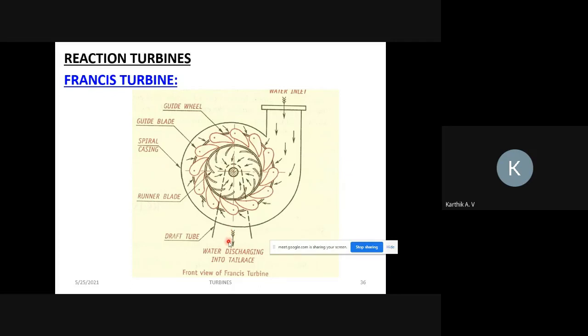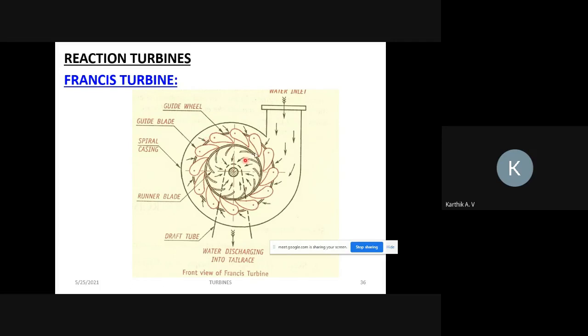For what purpose are we increasing the area? Area increasing means pressure decreasing, because pressure is inversely proportional to area. Pressure decreases as area increases. The draft tube is mainly there so that once the water hits the blade, the water is discharged through this draft tube. Okay, understood?